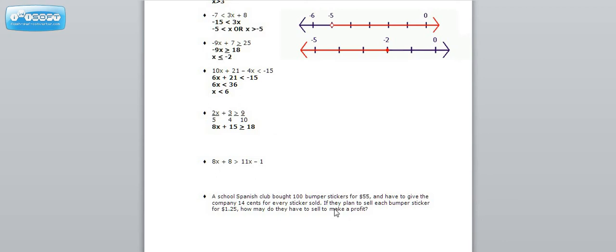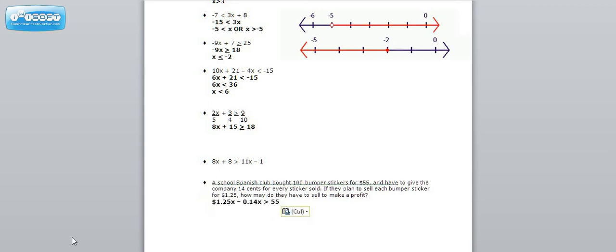Alright, so now we're down to a word problem, and before you start groaning, just take the words and put them into a formula that you recognize. I'll help you get started here. They're going to spend $1.25 per bumper sticker, but then they have to subtract 14 cents to pay for the bumper sticker that they're getting from the company. And that number they want to make $55, so it needs to come out to be greater than $55. Solve and graph on your number line.